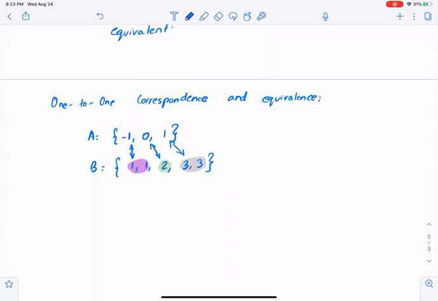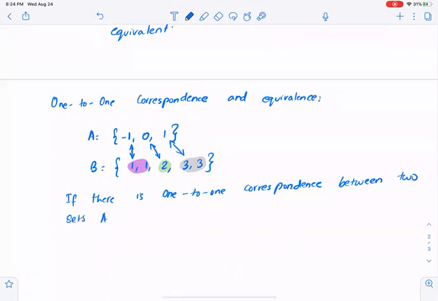Now, if there is one-to-one correspondence, then they have to be equivalent, period.